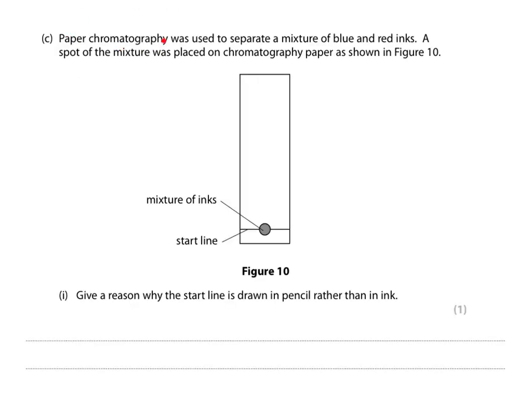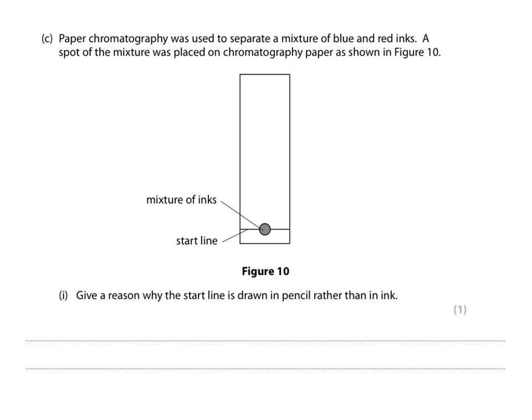Paper chromatography was used to separate a mixture of blue and red inks. So chromatography is a method for separating things in solution. A spot of the mixture was placed on chromatography paper as shown in figure 10. Give a reason why the start line is drawn in pencil rather than in ink. Well, we're trying to separate blue and red ink. So what would happen if this line here was also ink? Well, that would also rise up the chromatography paper as well. The pencil line is great because it's insoluble in the solvent.